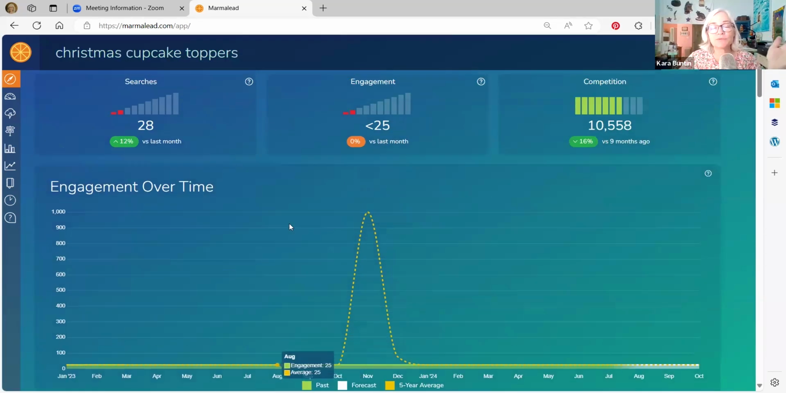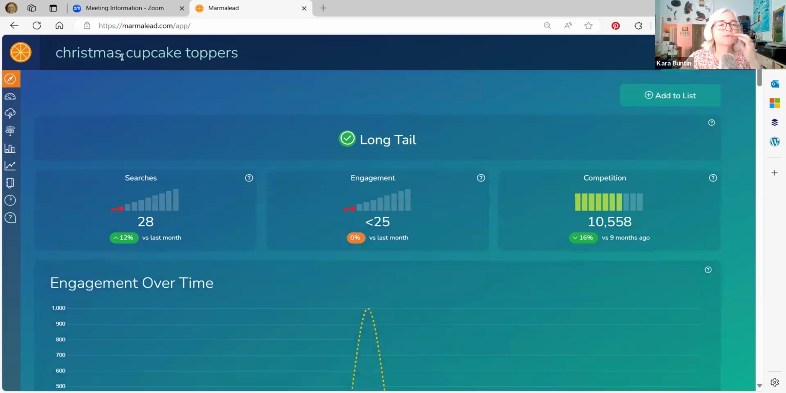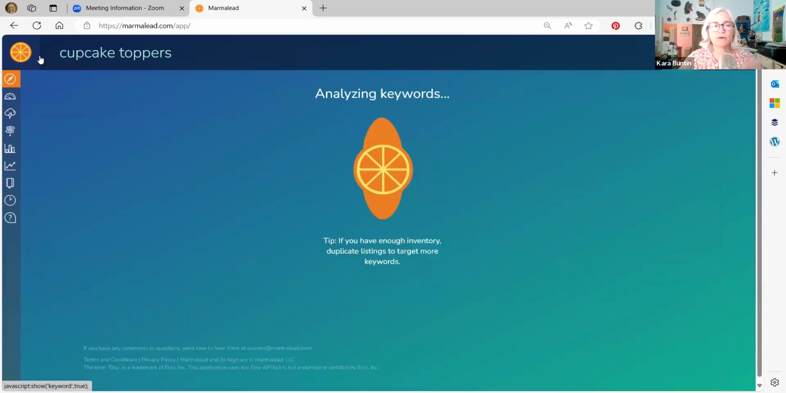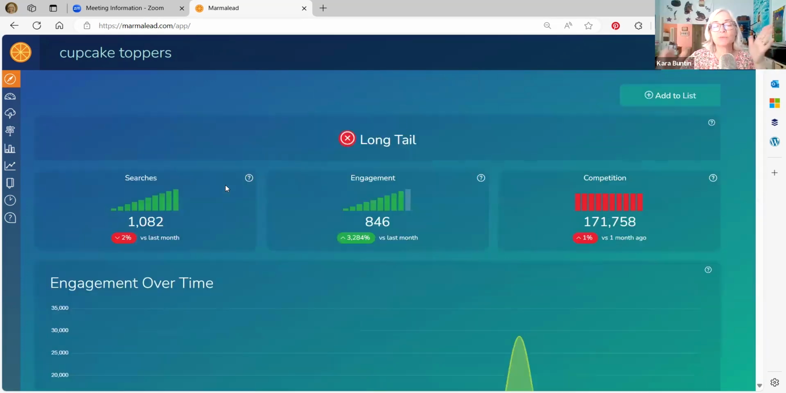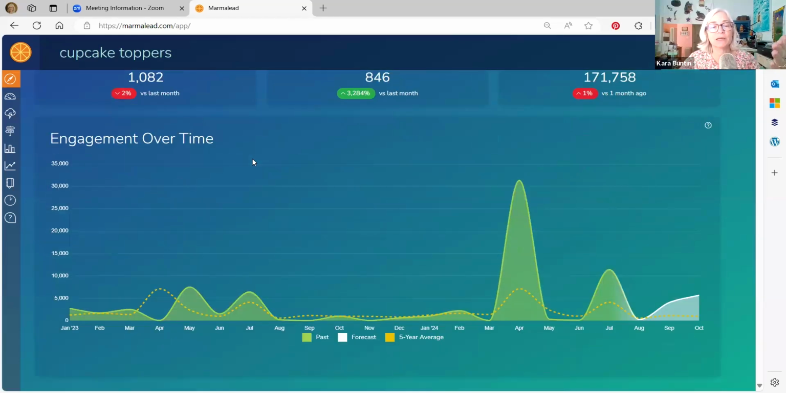So you have to make allowances for seasonality. I'm just going to take the Christmas out and we'll just do cupcake toppers because that's going to give us probably more variety throughout the year. And we'll just see how that looks. But just remember that Marmalead is predictive. It shows you trends in advance. It doesn't show you trends for the last 30 days because what's the point of that? We don't care. We want to see what's coming up. It wouldn't be good if you're in January and it's telling you Christmas has a lot of search volume. Like, no, it's January.